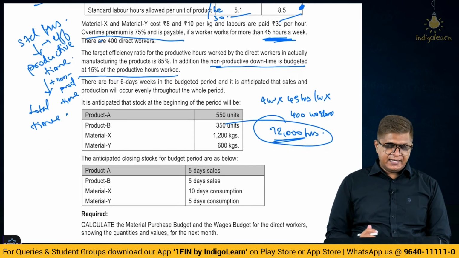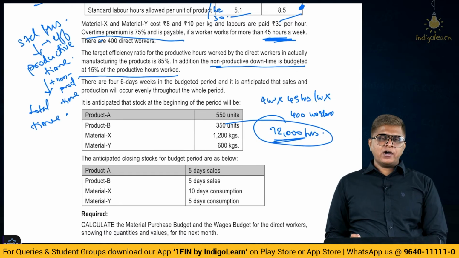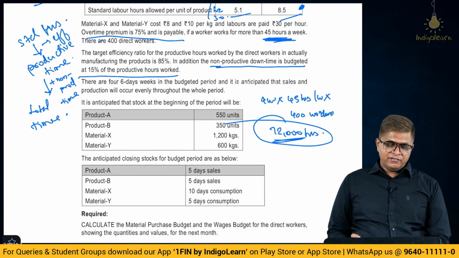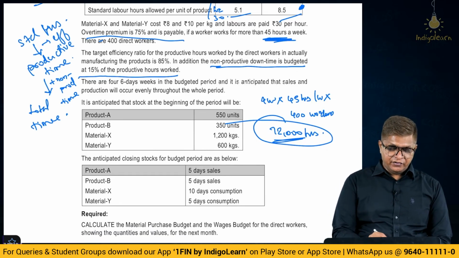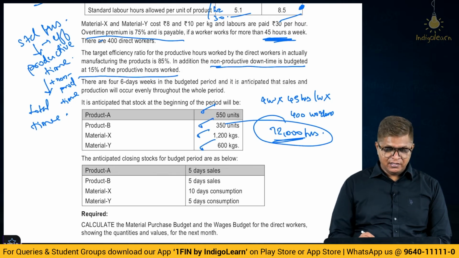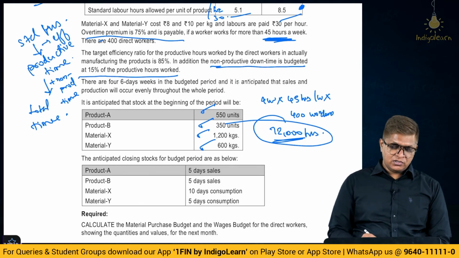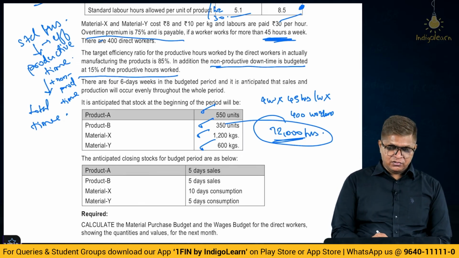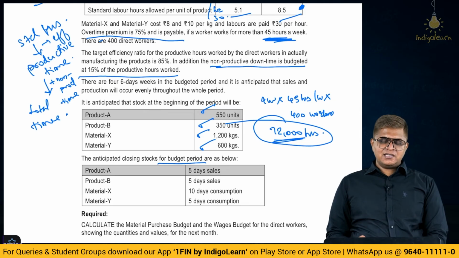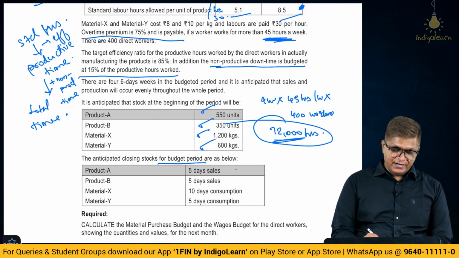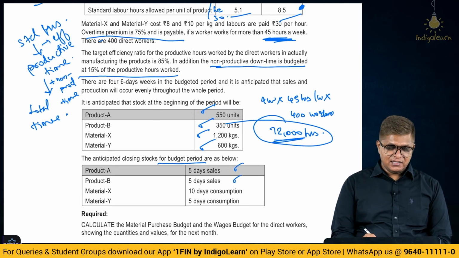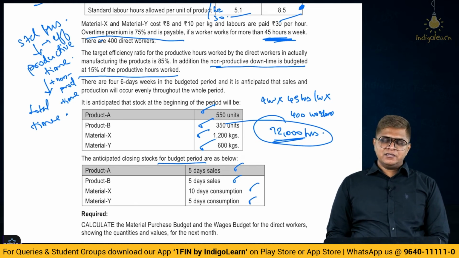It is anticipated that the stock at the beginning of the period will be, for product A 550 units, for product B 350, for material X 1200 and for material Y 600. The anticipated closing stocks are also given for the budgeted period as under: product A 5 days sales, product B 5 days sales, material X 10 days consumption, material Y 5 days consumption.